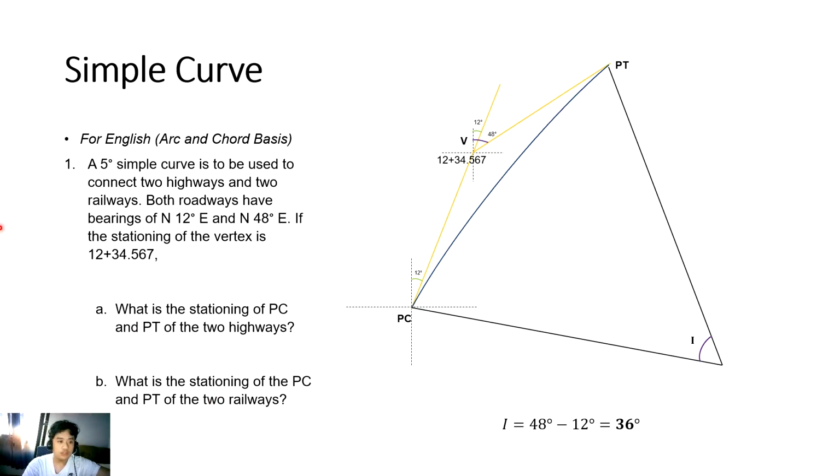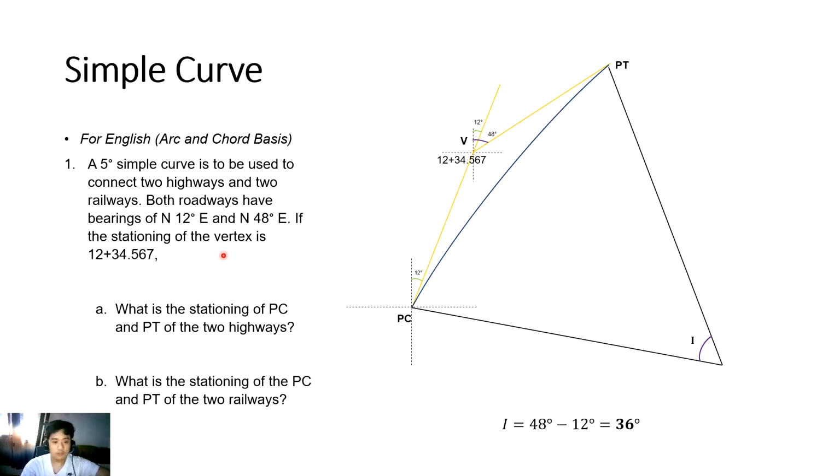So, based dun sa first problem natin, same lang din naman sila. Pero magkakaiba lang sila sa stationing of the vertex. Tulad nga na sinabi ko, dito natin pwedeng ma-determine kung siya ba ay isang metric or isang English. So, makikita naman natin dito na instead na 1 plus 234, ang ginamit dito ay 12 plus 34. So, take note natin yan. Yung after ng plus, hindi na siya 100. So, 34 na lang. So, dyan ma-determine agad natin na isa siyang English.